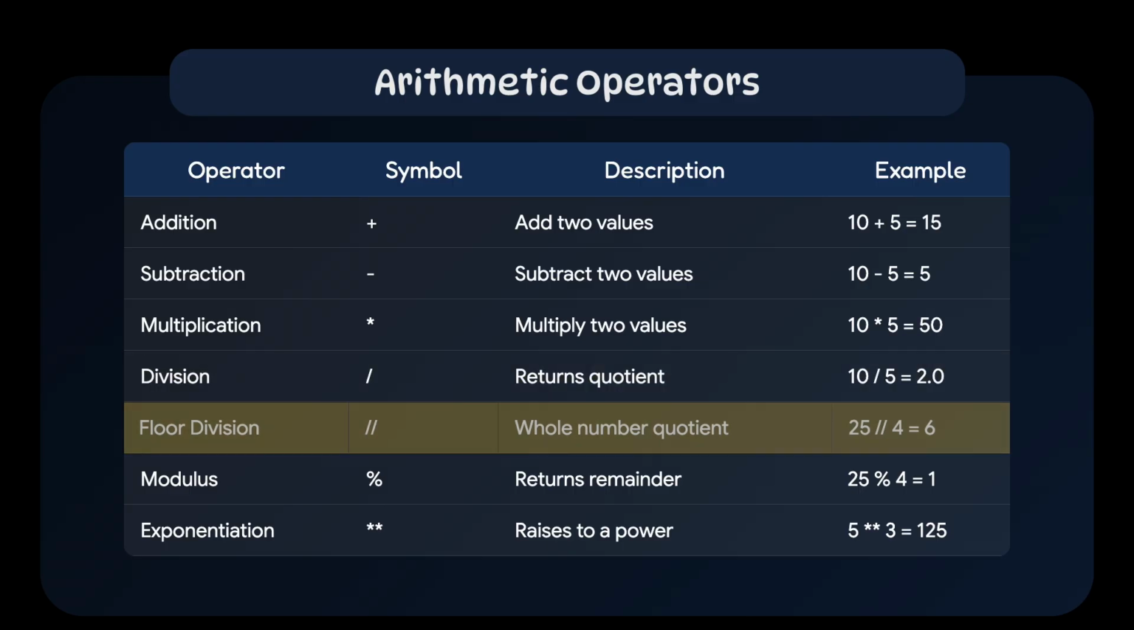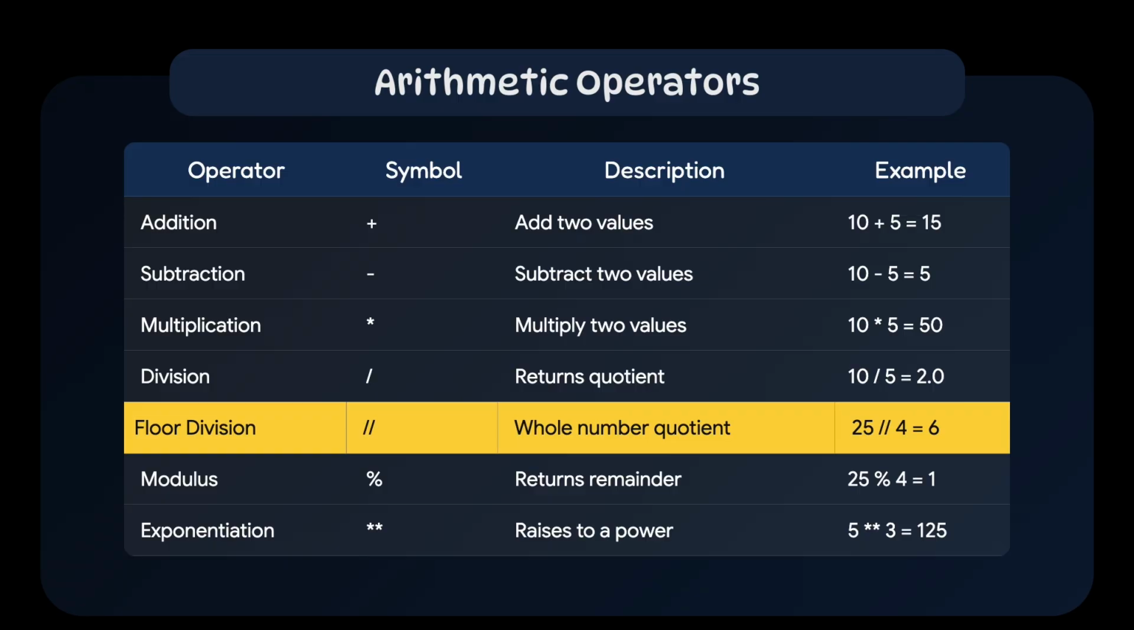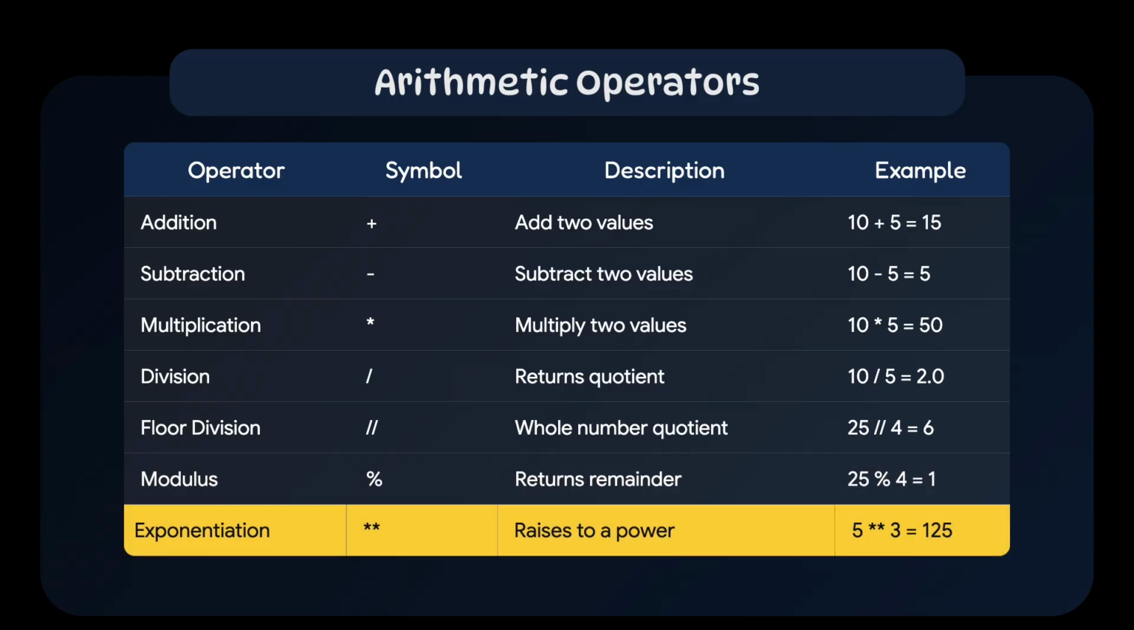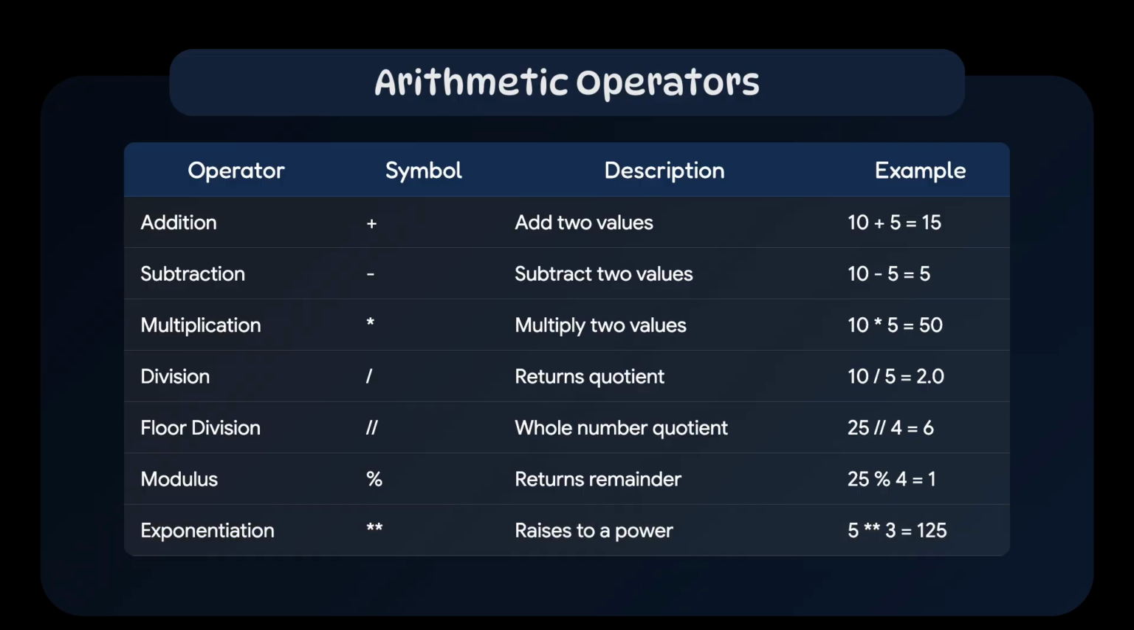The floor division operator, represented by the double / symbol, divides one value by another and returns only the whole number part of the quotient. The modulus operator, represented by the percentage symbol, returns the remainder after division. The exponentiation operator, represented by the double star symbol, raises a number to the power of another number. Take a moment to review the table.